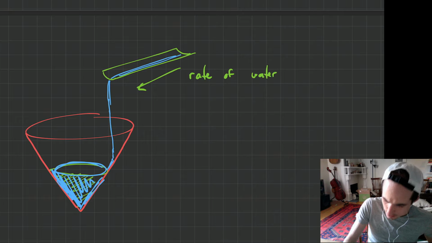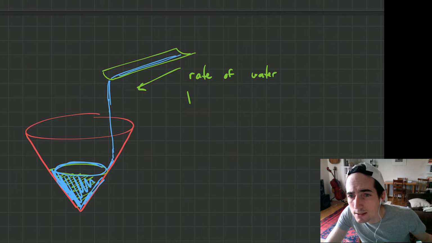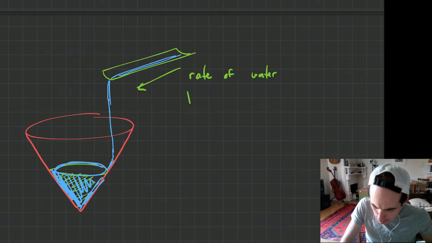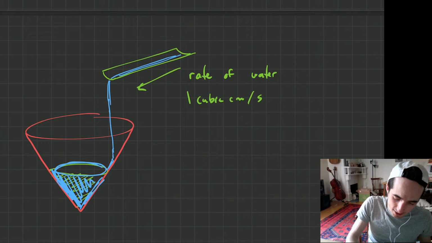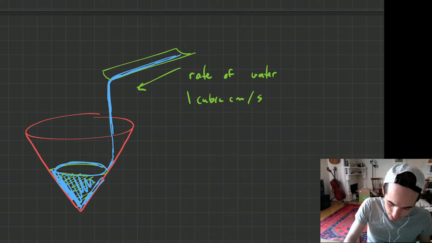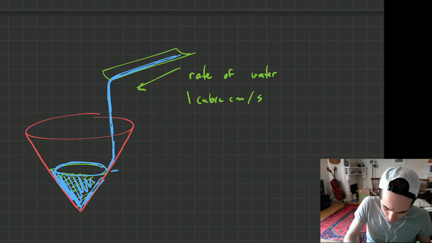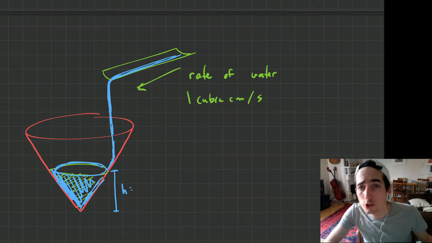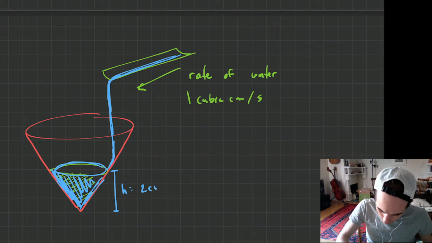Okay, so there's our cone, and the question is, if the rate of the water is 1 cubic centimeter per second. So that's the rate of change of the water, the rate at which the volume of water is changing with respect to time. When the height of the water is 2 meters, I think? Yeah, or 2 centimeters.